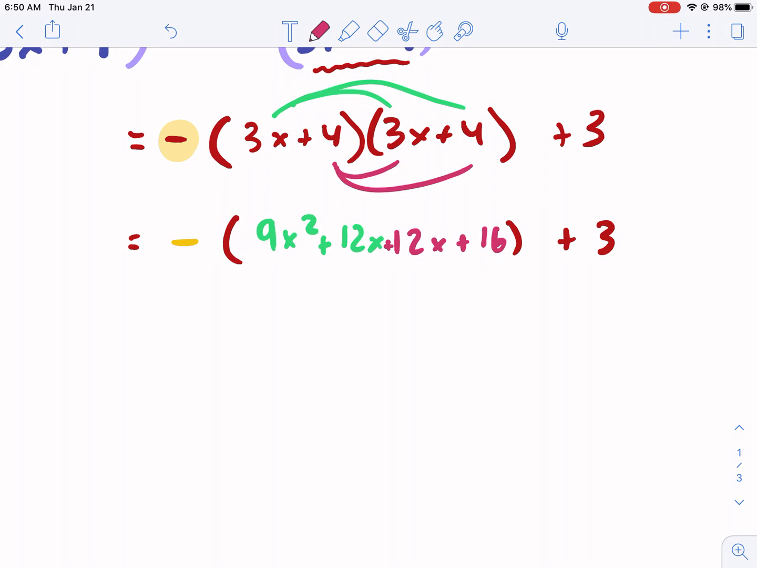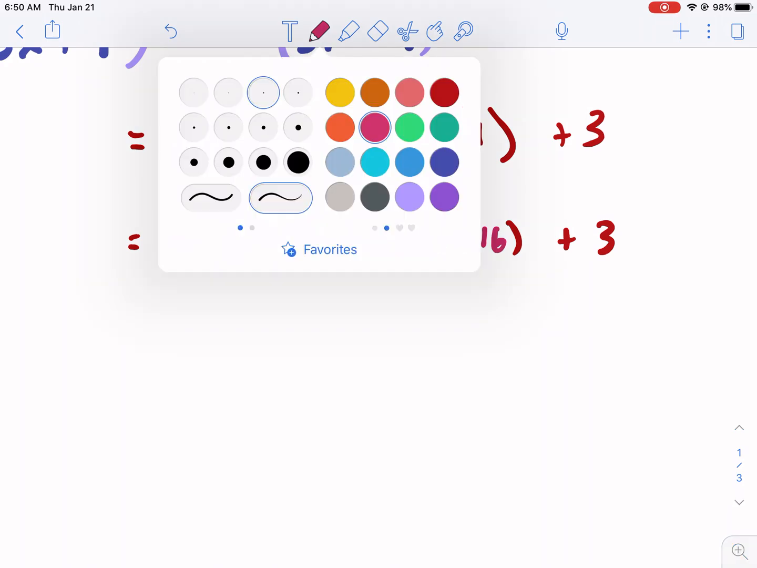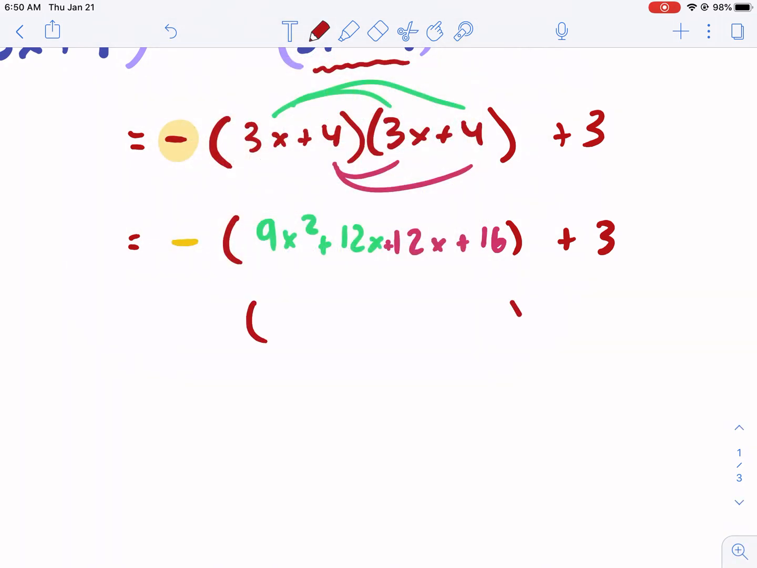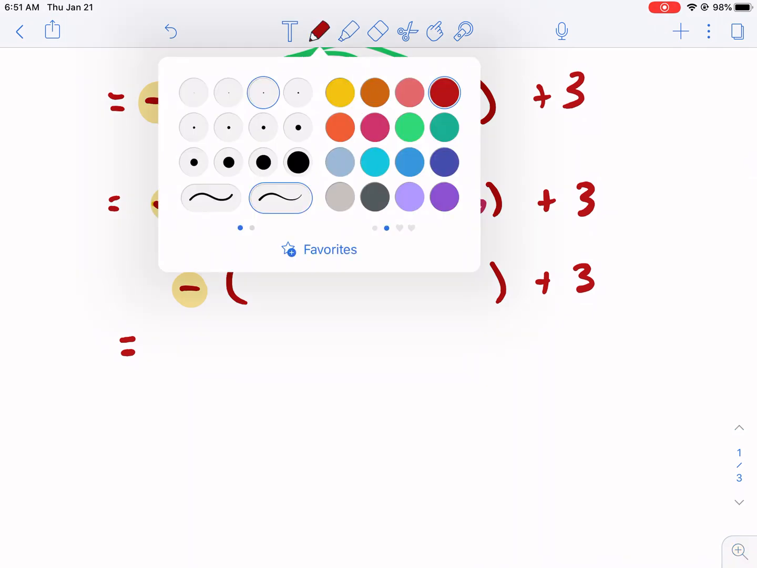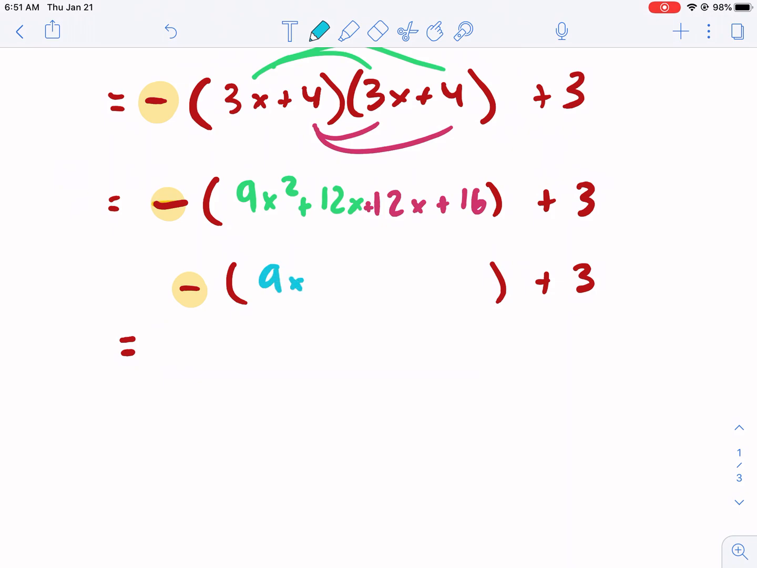Now I combine like terms inside this parentheses. Plus 3. Don't forget my minus out in front. I just wanted to highlight it. That's a little funky, isn't it? There we go. Like this. Okay, I want to highlight it just because it's important. So what do I get? I'm going to combine these. I'll put it in blue for some reason. 9x squared plus 24x plus 16.